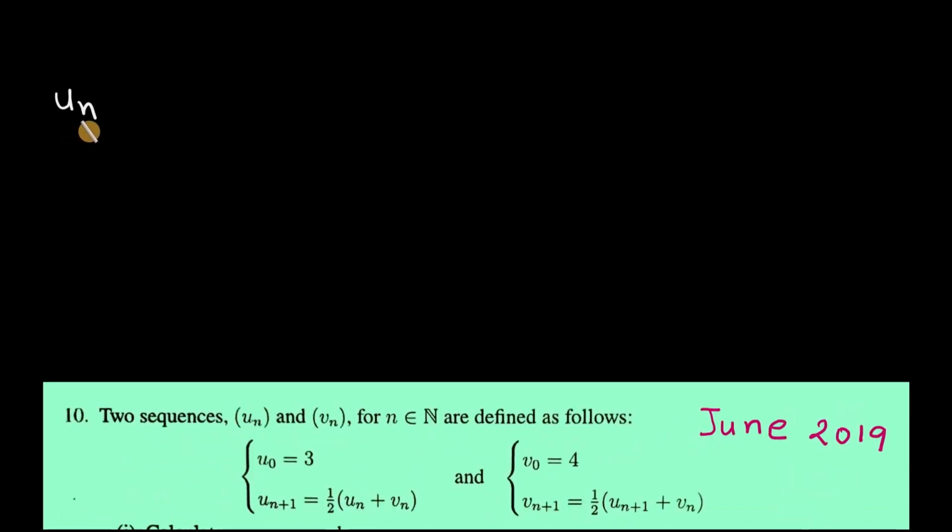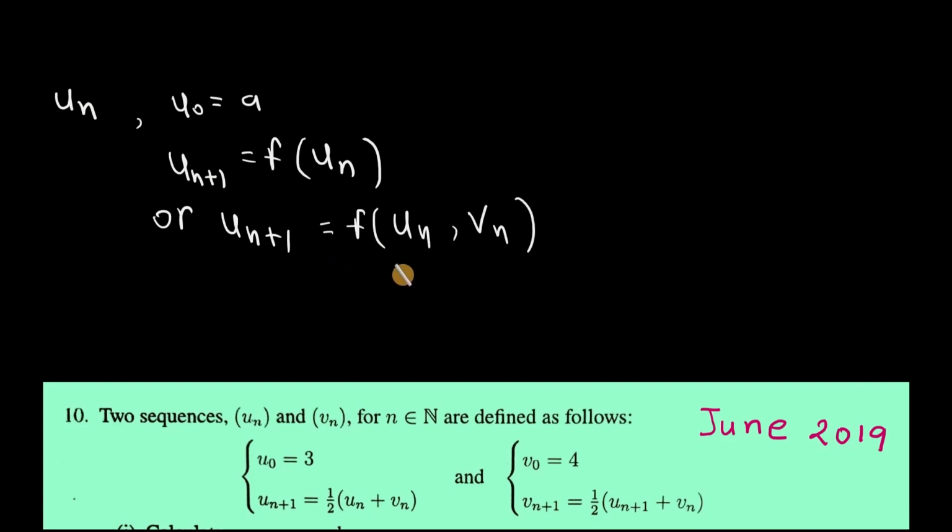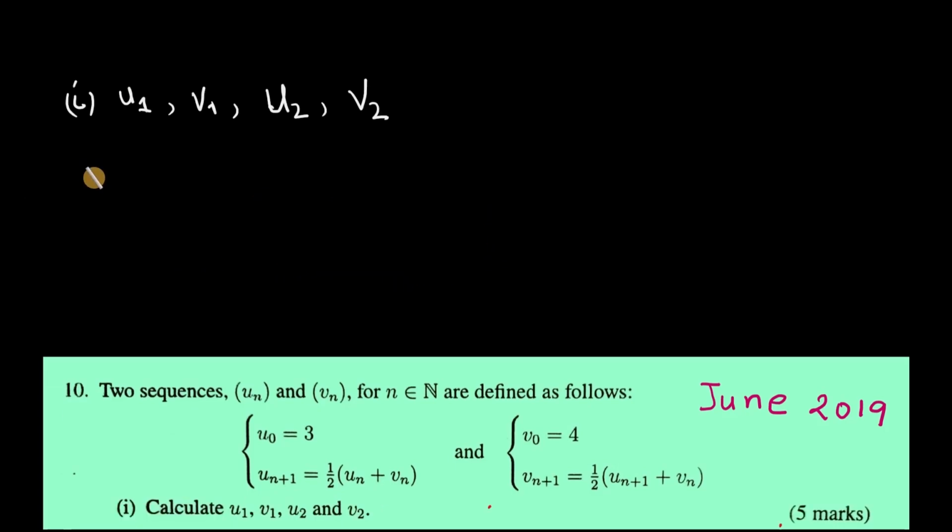Any sequence un is said to be recursive if u0 equals any constant, say a, and un plus 1 is equal to a function of un, or un plus 1 is equal to a function of un and another sequence vn. Roman 1, let's calculate u1, v1, u2, and v2.